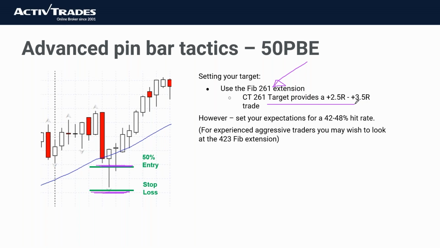So that's the advanced aggressive entry for those of you who've got a little bit of experience. There's absolutely nothing wrong with just the standard entry and stop loss and having a target there, an asymmetric 2-to-1 target. That's absolutely fine to begin with as a trader.